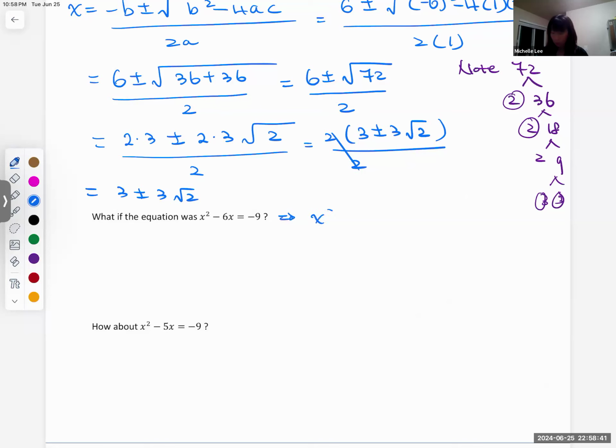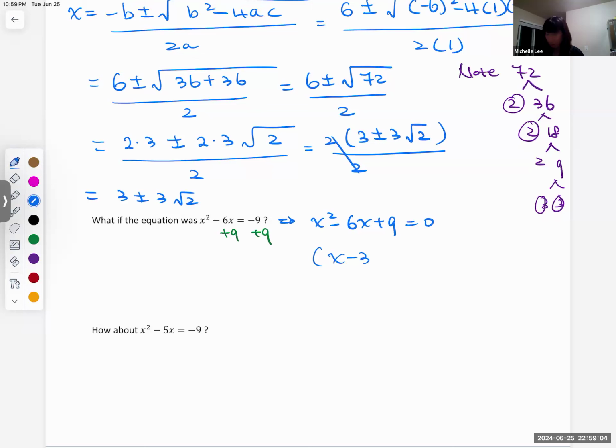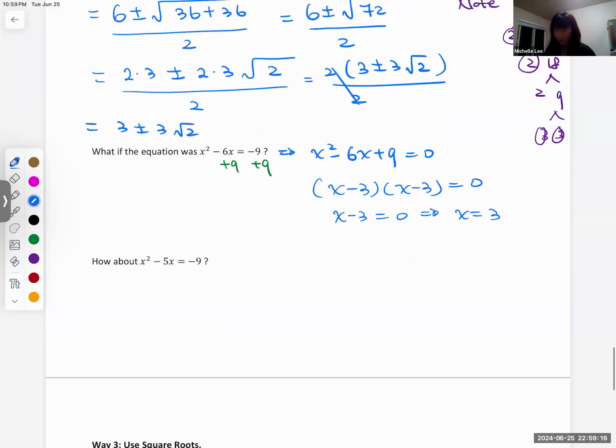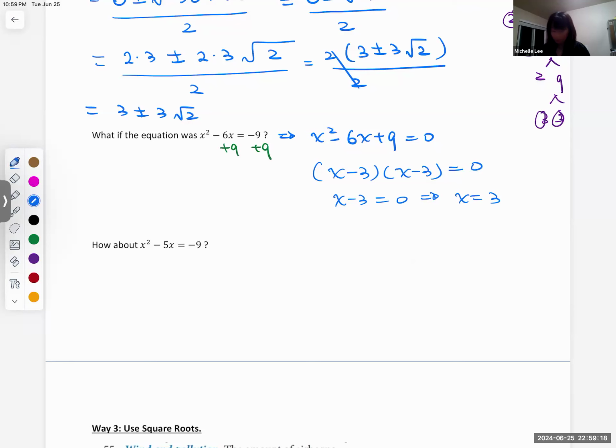So this will be x squared minus 6x plus 9 equal to 0, right? Adding 9 to both sides. Okay, can we factor this one? Yeah, right? So this will be x minus 3 times x minus 3 equal to 0. So x minus 3 equal to 0. There will be x equal to 3, right? How about this? Okay, so that is add 9 to both sides.